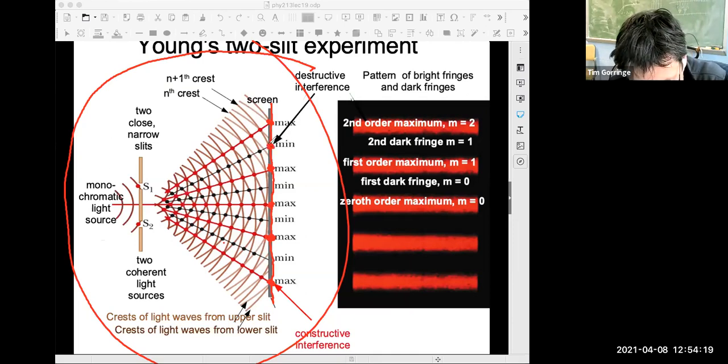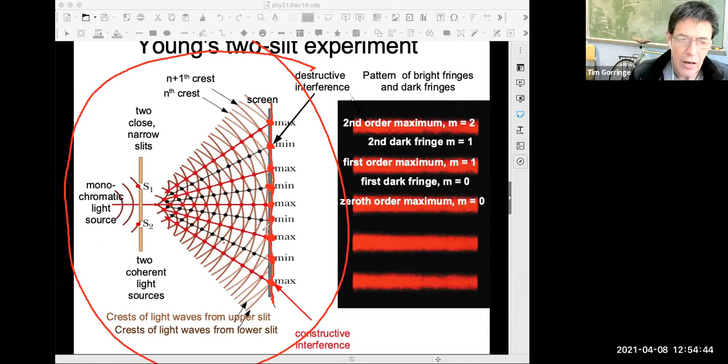So this region here of the screen, when a crest arrives from the top slit, it's a trough from the bottom slit, and vice versa. So you get destructive interference. Same here. When a crest arrives from the top slit, you get a trough from the bottom slit. You get destructive interference. And here too, and here too. And you end up with this fantastic pattern of bright and dark fringes that really reveal the underlying interference of the light waves from the two slits.